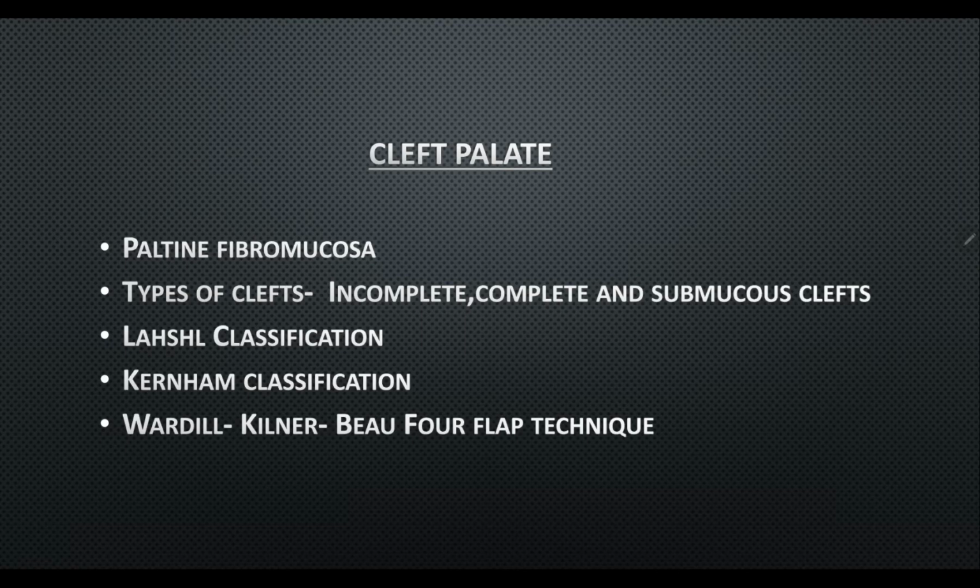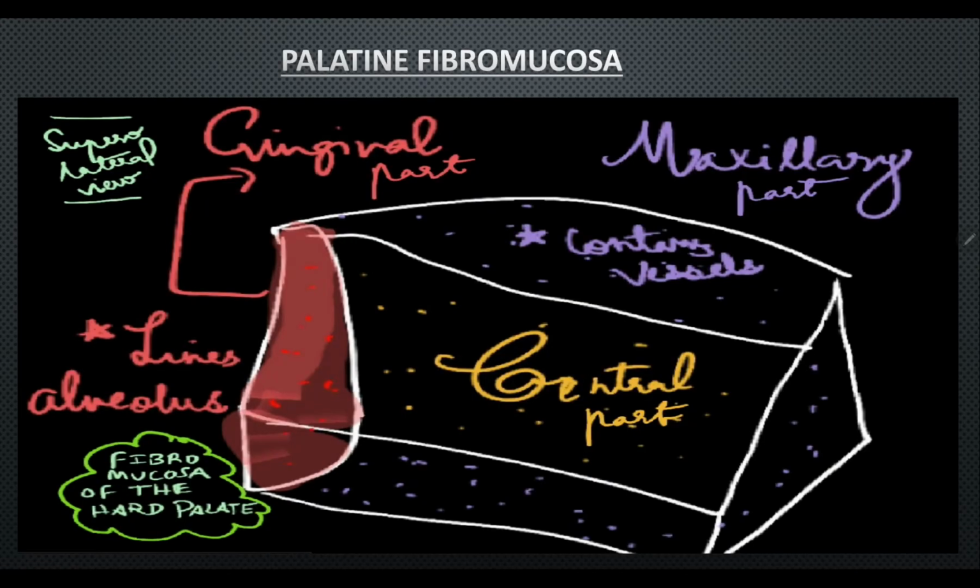Coming to cleft palate per se, one thing to remember is there is something called palatine fibromucosa. This palatine fibromucosa has three parts. One, the gingival part, two, the maxillary part, and three, the central part. The gingival part is present anteriorly and lines the alveolus. The maxillary part is the major part, and the central part is very thin and central. One important thing is the maxillary part has the vessels.